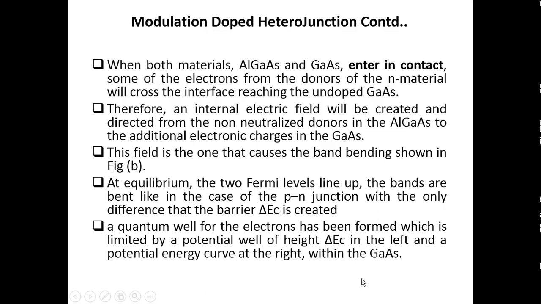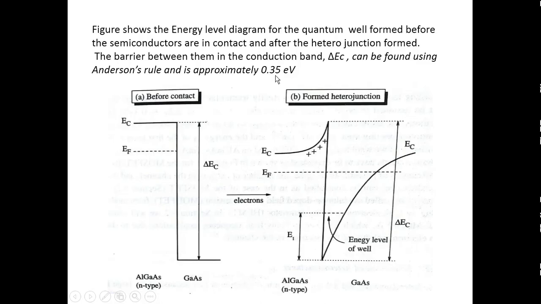A quantum well for the electrons has been formed, which is limited by a potential well of height delta EC. Actually, this is the reason how the quantum well is formed at the interface of the heterojunction formed by aluminum gallium arsenide and gallium arsenide, with a potential well height of delta EC on the left and a potential energy curve on the right within the gallium arsenide. So here the potential well height delta EC is developed, and at the same time the energy band of the gallium arsenide is bent like this.